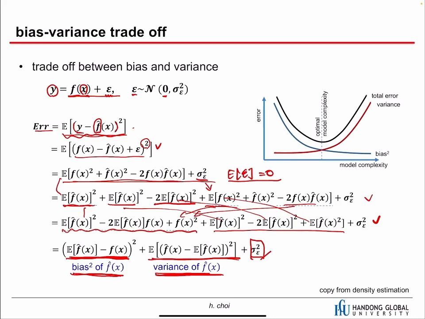Okay, and there is a trade-off between the bias and variance. Okay, so if we increase the model complexity, then bias squared would decrease, but the variance would increase. Okay, so there is a trade-off between these two.